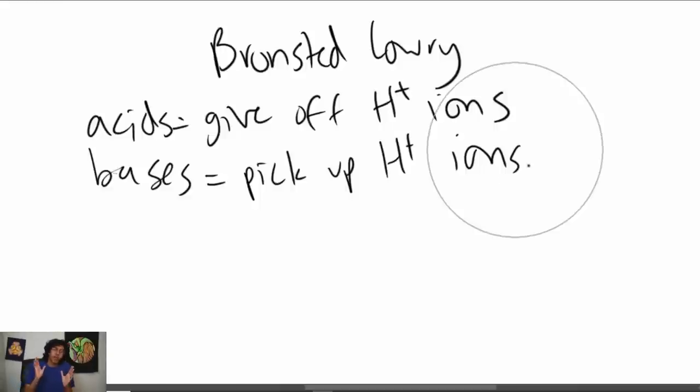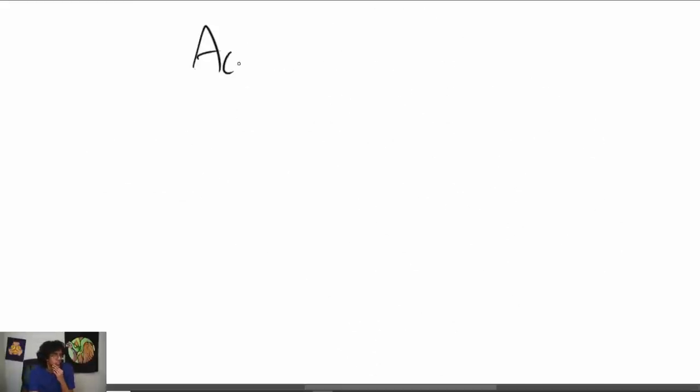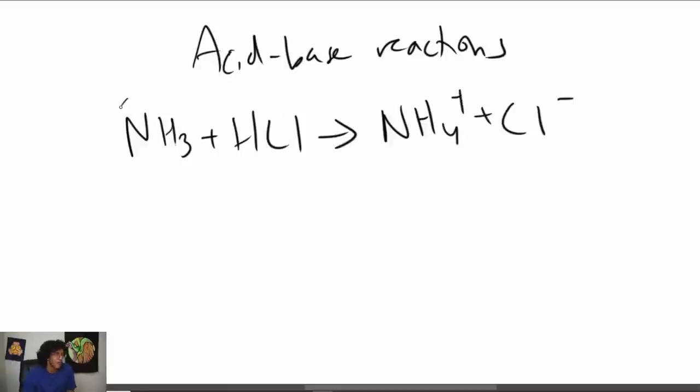So let's look at what happens when we react a Bronsted-Lowry acid with a Bronsted-Lowry base. These are called acid-base reactions. If we have NH3 plus HCl, that yields NH4 plus Cl minus. So let me ask you a very epic question. What is this guy? Is it an acid, a base, or a troll? I don't know what the third option's for, but is it an acid or a base? Come on, you gotta tell me.